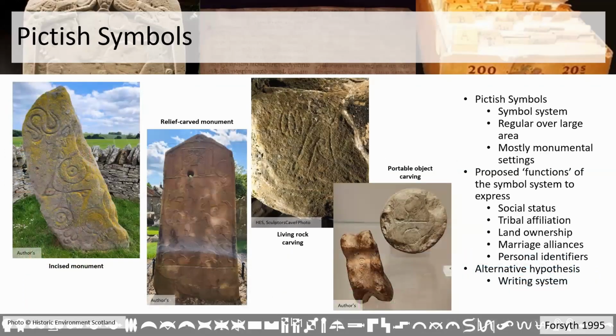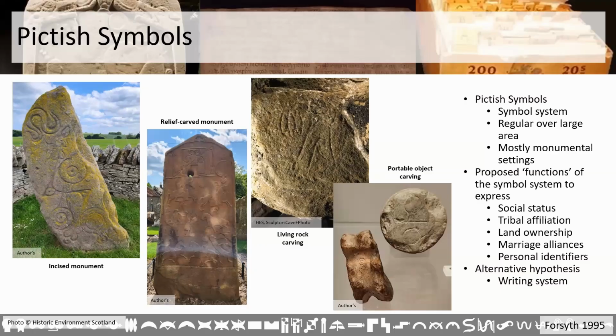So the Pictish symbol system itself exhibits a high degree of regularity over a large geographical and chronological area. Mostly we find Pictish symbols inscribed in monumental contexts. So on the far left, you can see an incised symbol stone. In the middle, you can see the reverse of a Pictish cross slab. And while you get a lot of Christian iconography on the obverse of these monuments, on the reverse, you tend to get the Pictish symbols and secular scenes. This one is potentially representing a battle.